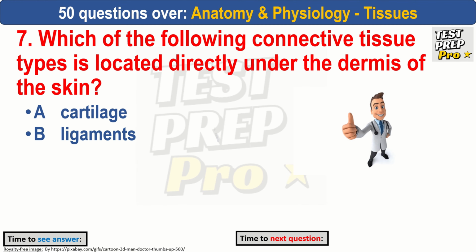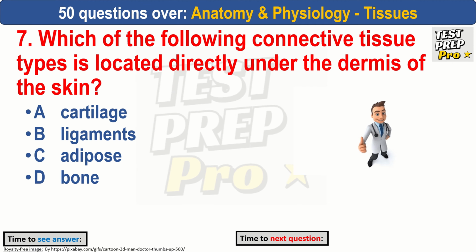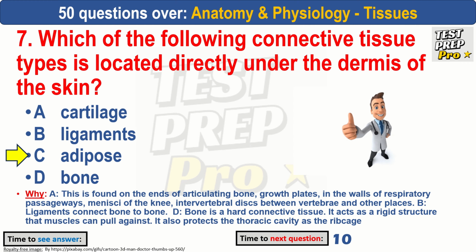Which of the following connective tissue types is located directly under the dermis of the skin? Is it cartilage, ligaments, adipose, or bone? The answer is adipose. Cartilage is found in growth plates of bone and on the ends of bone. Ligaments help to hold bone to bone for their function.